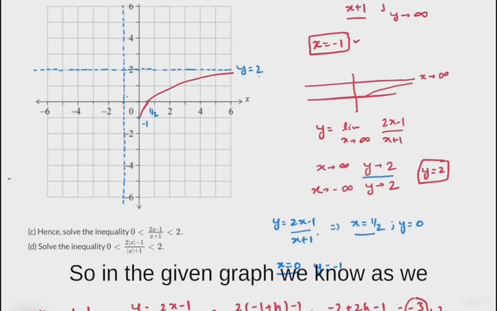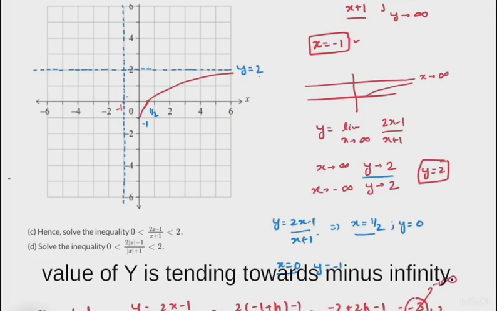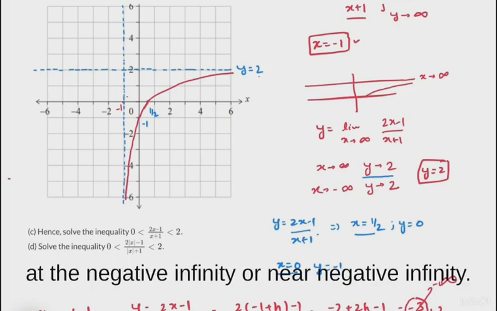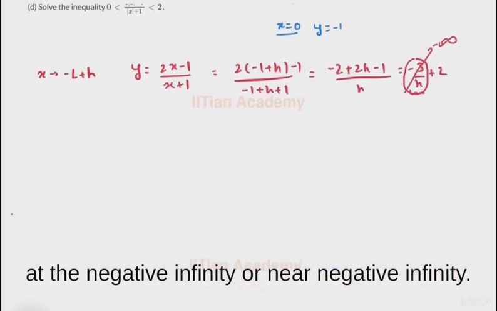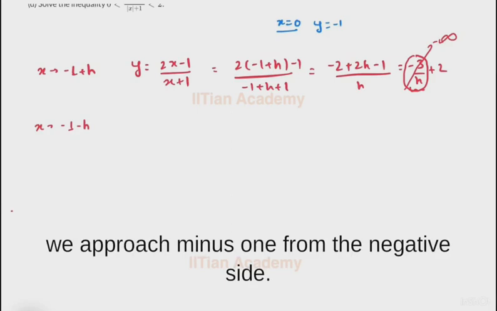So in the given graph, we know as we approach -1 from the right hand side, the value of y is tending towards -infinity. So at this asymptote, the graph will touch at negative infinity or near negative infinity. Now let us try to see what happens when we approach -1 from the negative side.